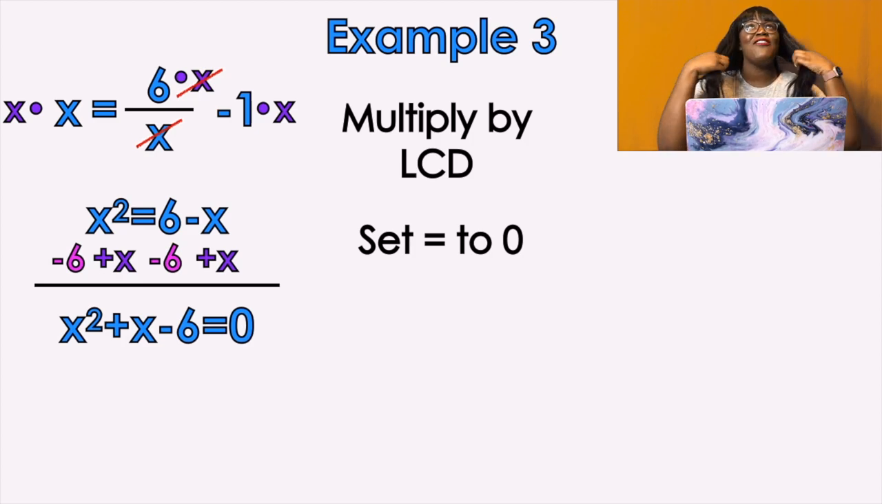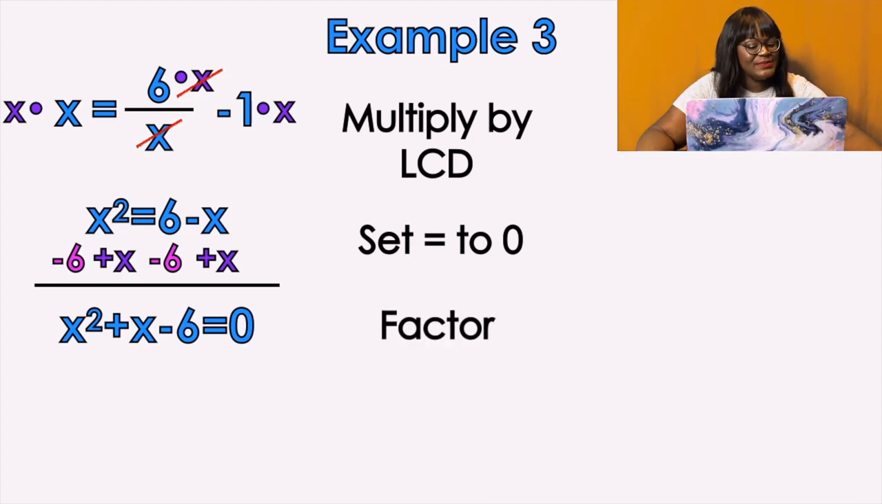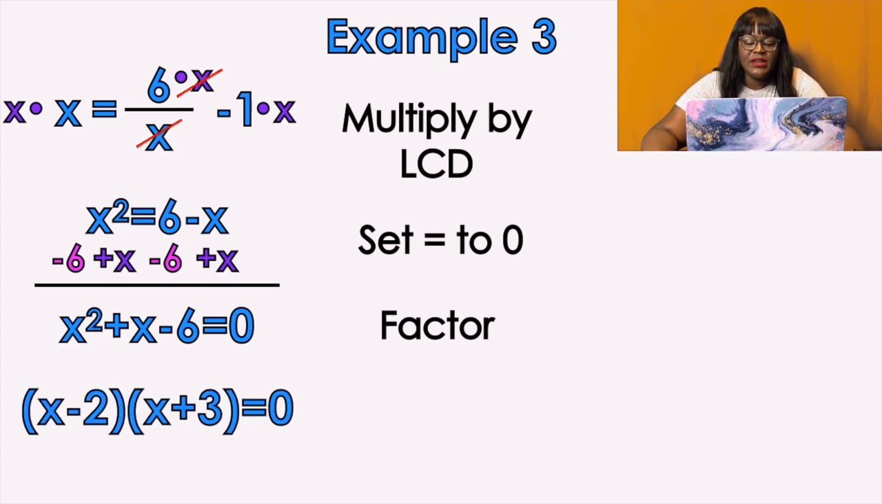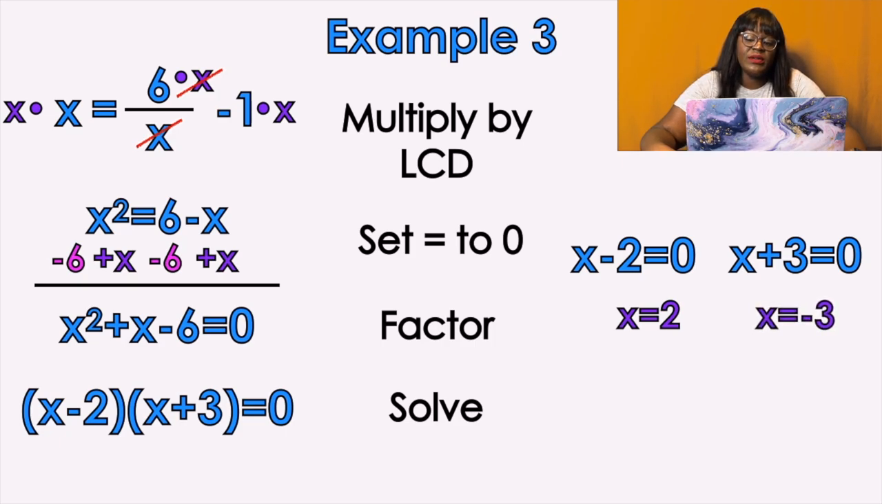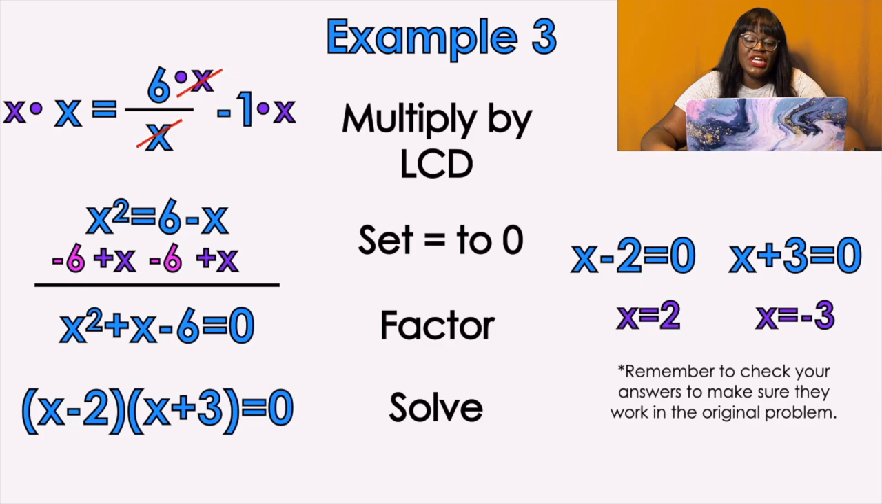Now I can do what? The thing that we love to do. Factor, baby. Okay, so when I factor, I'm going to get x minus 2, x plus 3, because you want to find two numbers that multiply to give you negative 6. Same two numbers have to add to give you a positive 1. So I'm going to solve now. X minus 2 equals 0. X equals 2. X plus 3 equals 0. X equals negative 3. Again, remember to check your answers and make sure they work in the original problem.